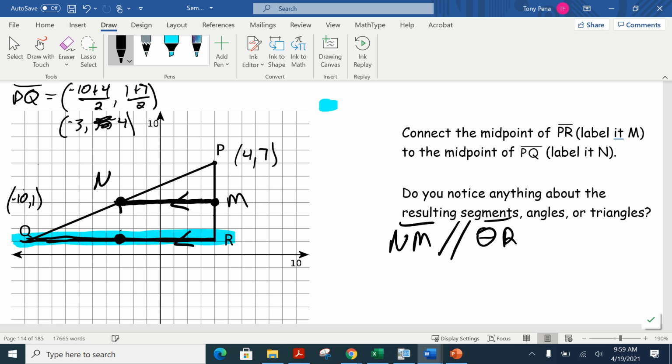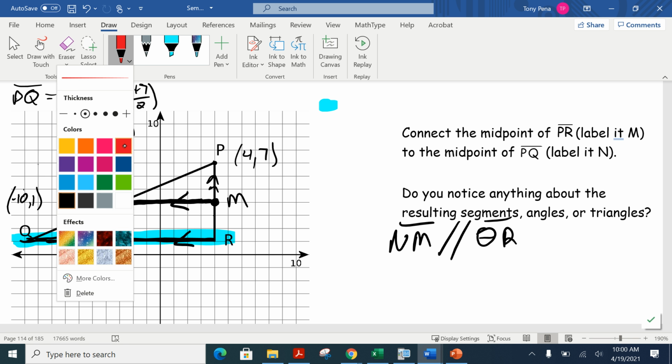Let's connect those now. Notice how this line, when we go midpoint to midpoint, let's use two arrows. Isn't this line parallel to that line? So not a coincidence. Anytime we connect midpoints of a triangle from one side to the other, it's going to be parallel to the other side. It's on purpose. It is.